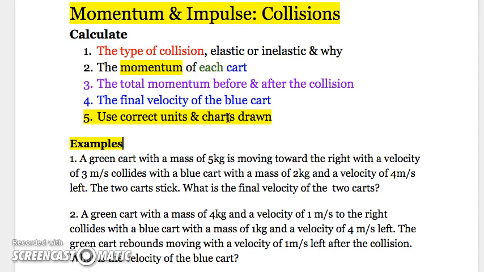The first example we're going to look at is a green cart with a mass of 5 kilograms and a velocity of 3 meters per second that collides with a blue cart with a mass of 2 kilograms and a velocity of 4 meters per second. The 2 carts stick. What's the final velocity of the 2 carts? Let's take a look at this example.